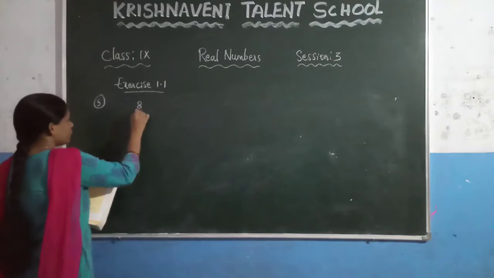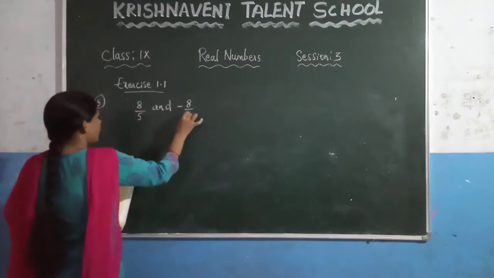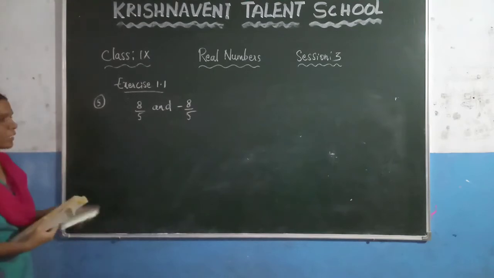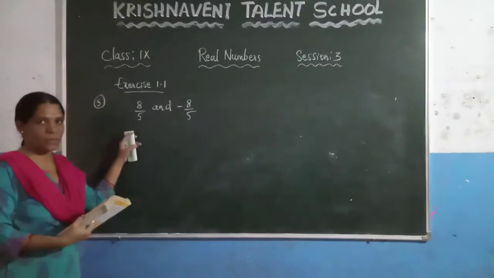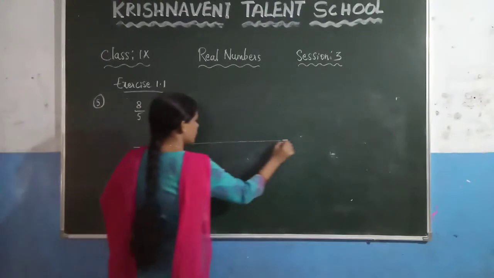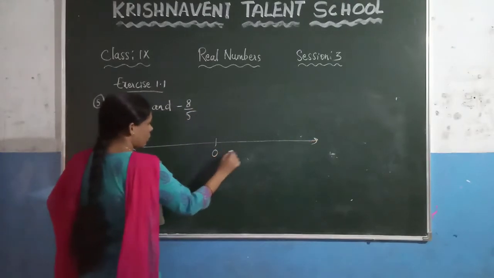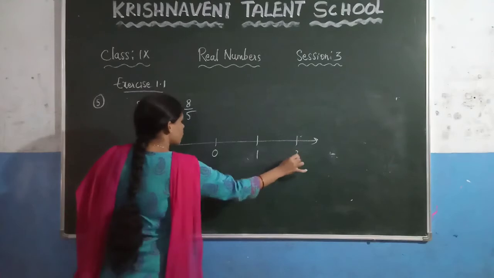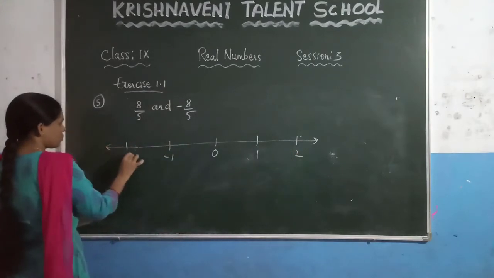Represent 8 by 5 and minus 8 by 5 on a number line. You have to write these numbers on a number line. If you want to represent rational numbers on a number line, what is our first step? First you have to draw the number line, and after that you have to mark the numbers 0, 1, 2, here minus 1 and minus 2.